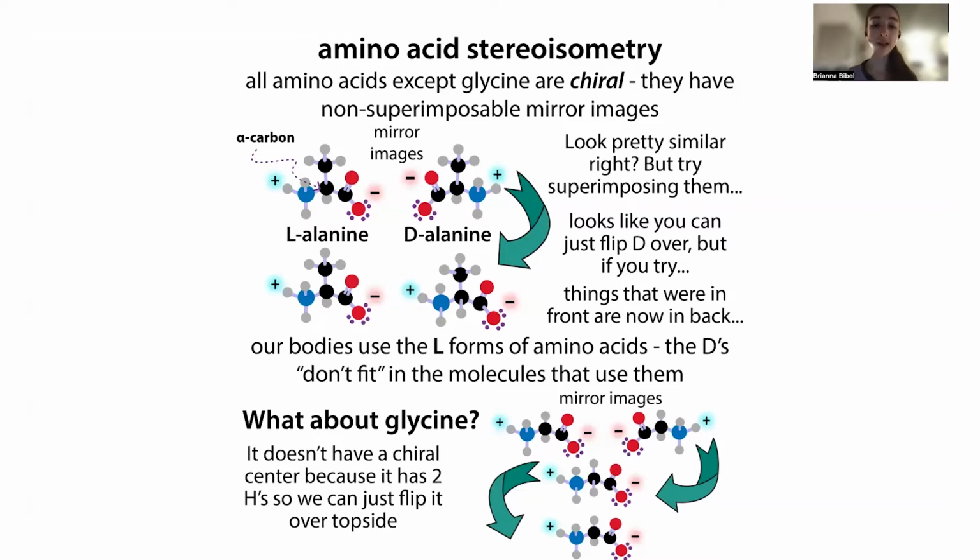But in the case of glycine, we don't have that issue of chirality because you don't have any chiral centers. Basically, if you were to flip it over, it would look exactly the same, and you could overlay them. So glycine is going to be what we call achiral, whereas the others are chiral.